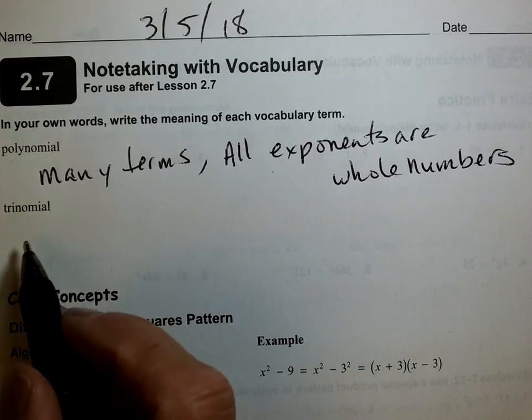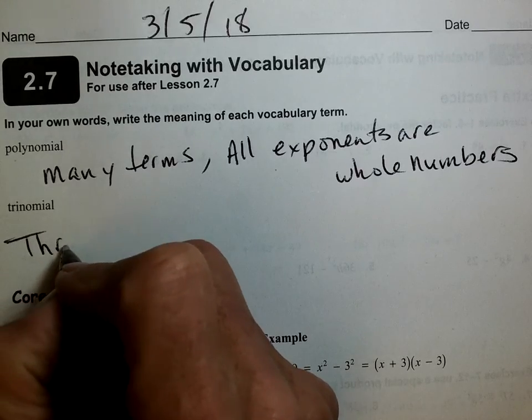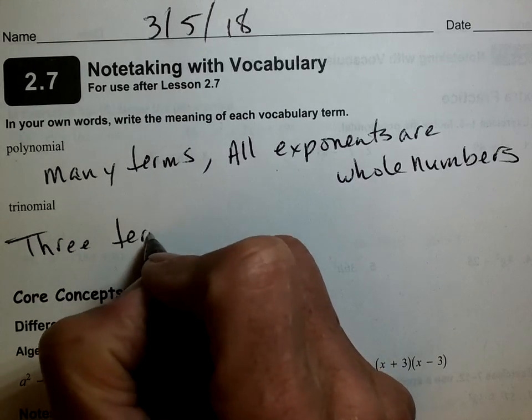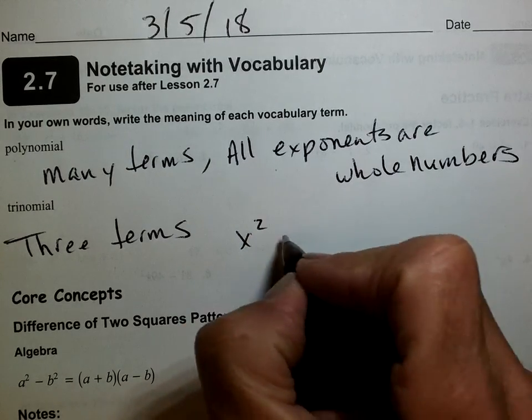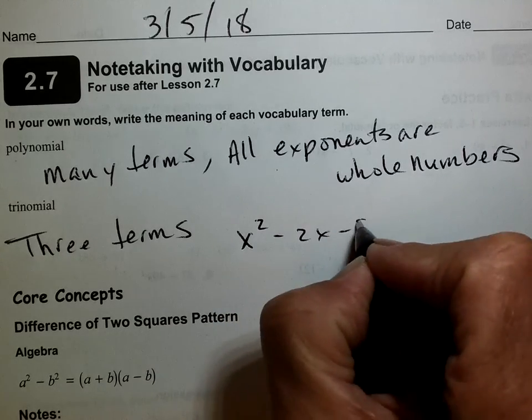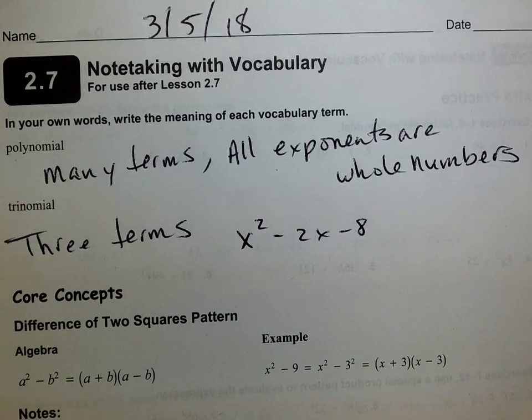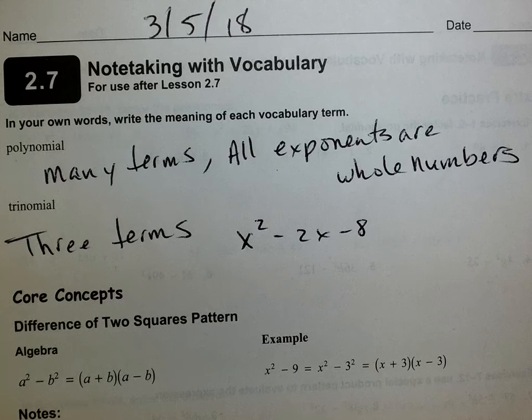It's got to have whole numbers. So a trinomial, we know, is three terms, right? And we've been factoring those. We did this on our warm-up: x squared minus 2x minus 8. That's a trinomial. It has whole number exponents, and it's got three terms. And we know how to factor this.